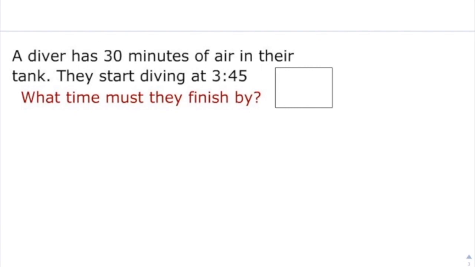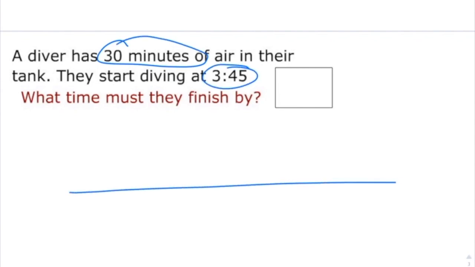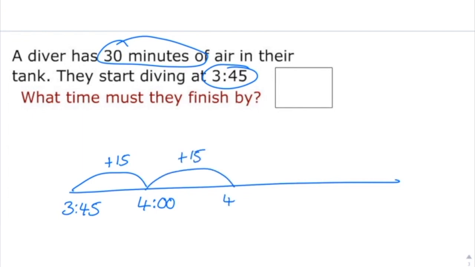Okay, so this time we've got a diver who has 30 minutes of air in their tank. They start diving at 3:45. So once again, we're going to use our timeline method. If they start diving at 3:45 and they've got 30 minutes of air, I'm going to add 15 to get me to 4, and then add 15 again to get me to 4:15. So my answer is 4:15.